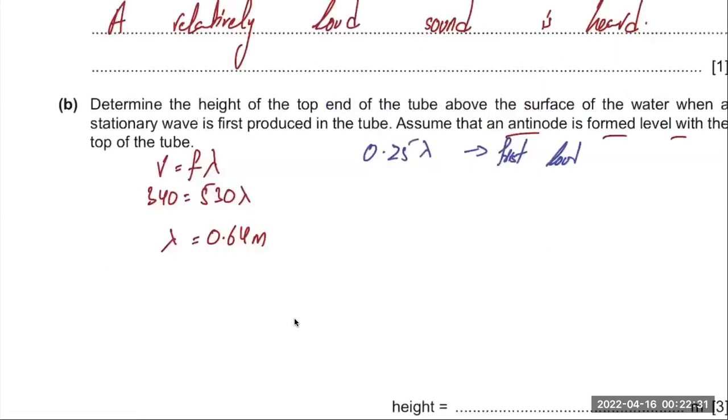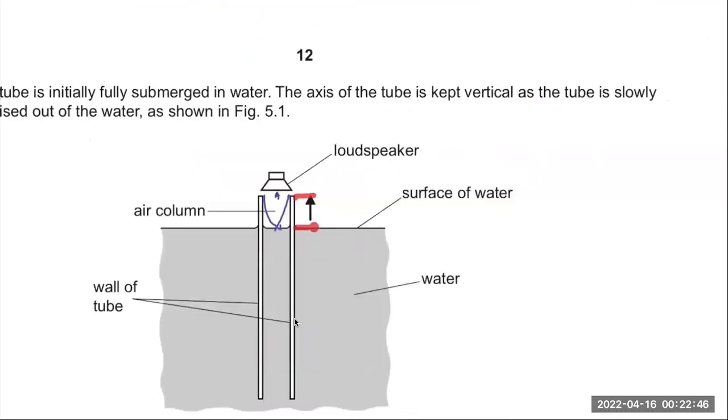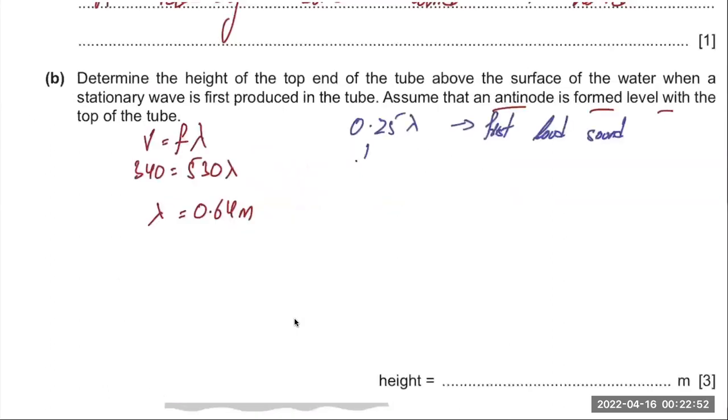Now, if I ask you, what is the length of this tube? You'll say, let's find out what's the length of a quarter wave, and that is equal to the length of the tube. So 1/4 multiplied by the wavelength 0.64, which is 0.16 meters. Do you guys get it?